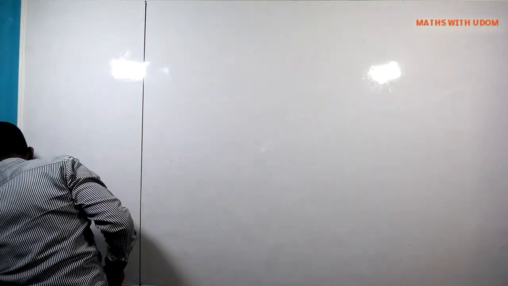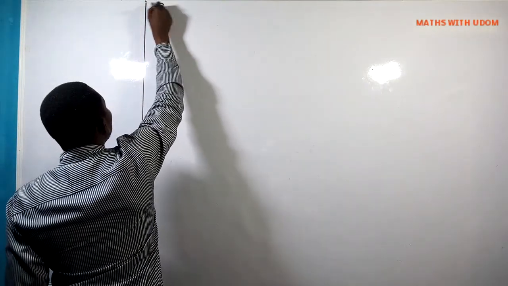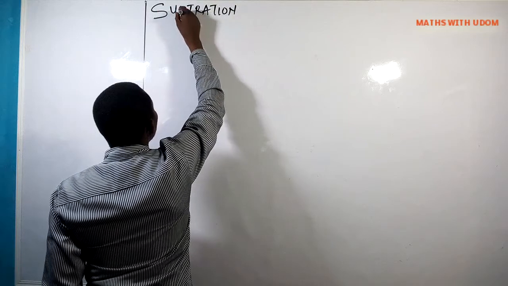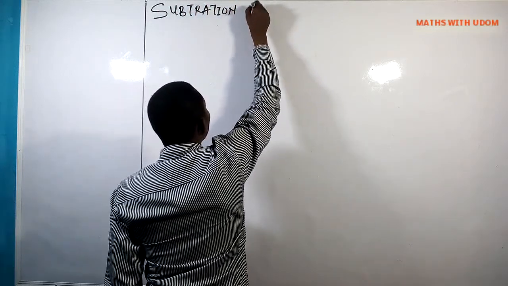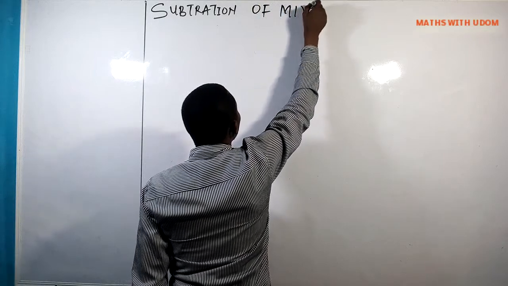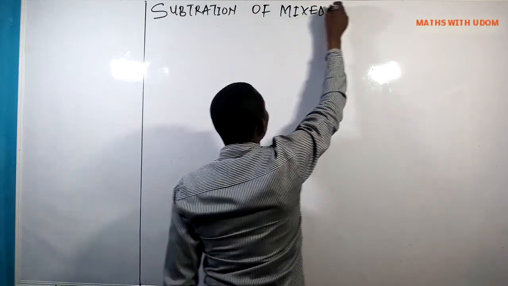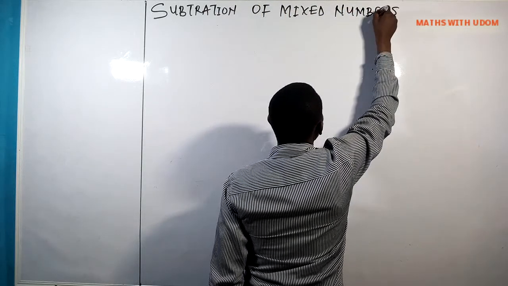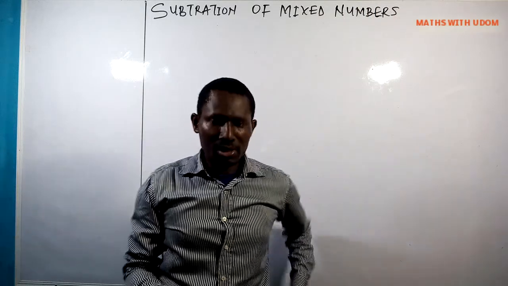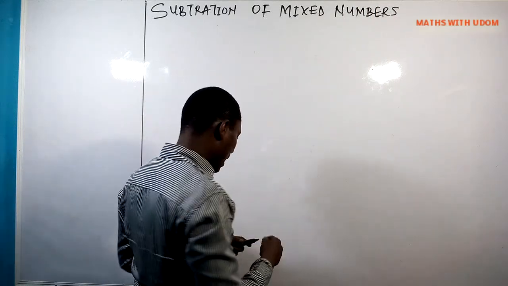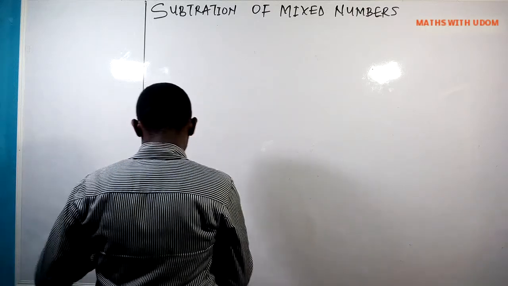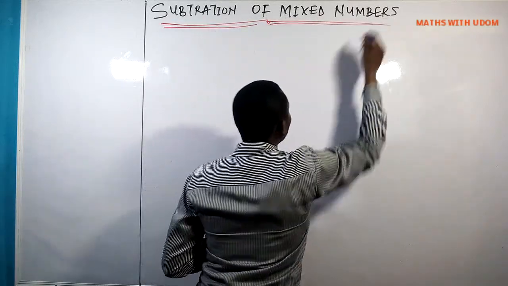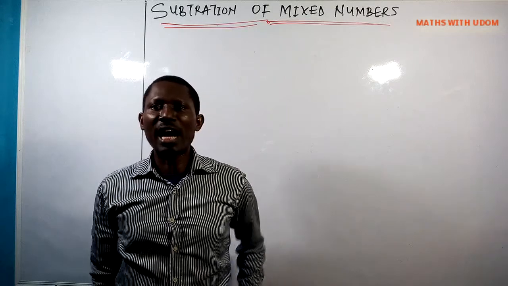So we have subtraction of mixed numbers. Subtraction of what? Mixed numbers. Okay? So let's get that underlined. Subtraction of mixed numbers. So let's have our examples.